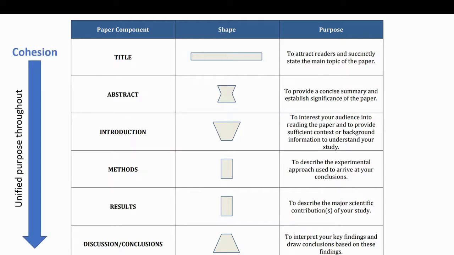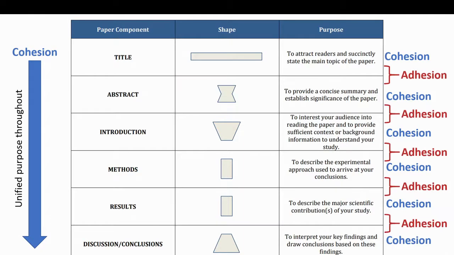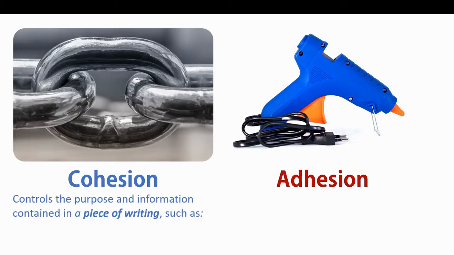The purpose of each IMRAD component is also useful to understand as separate sections of cohesion that build towards this unified purpose of what the paper should be throughout. So each section of our writing has a specific cohesive purpose that is actually separate from the next section. So it's important that in our writing, we also apply principles of adhesion to glue these different sections together to create one unified document. So again, cohesion is really valuable if we think about it as how we control the purpose and the information that is contained in a piece of writing.